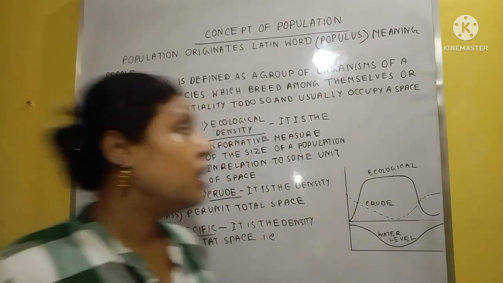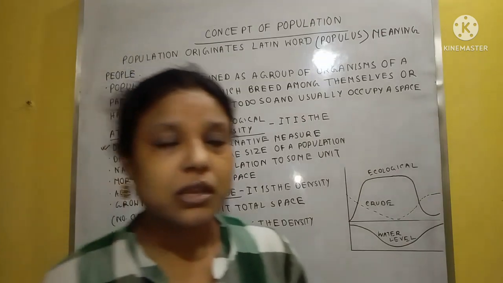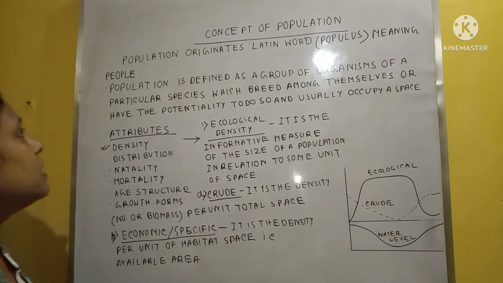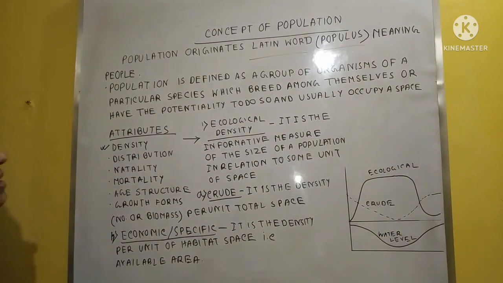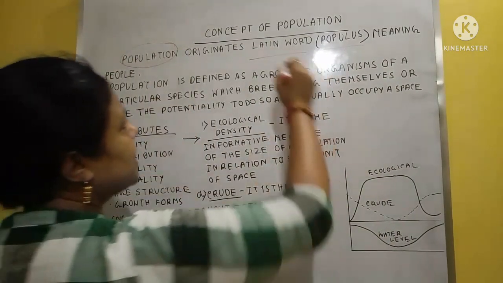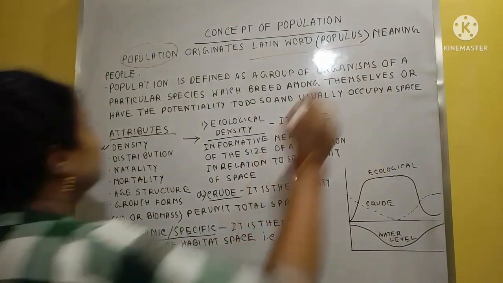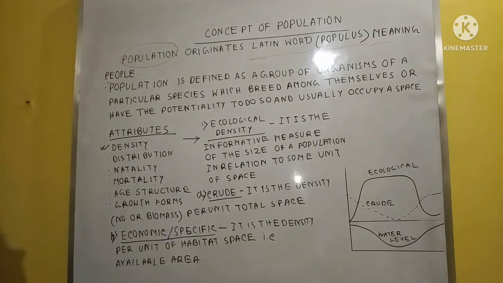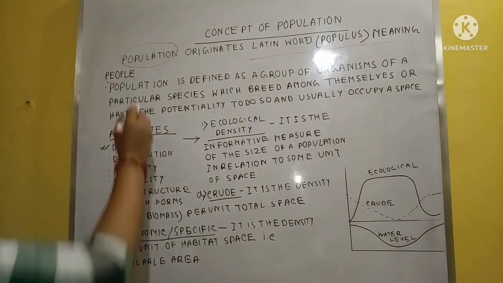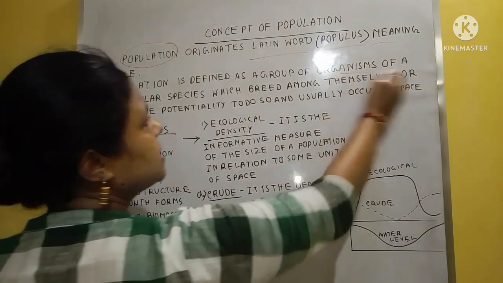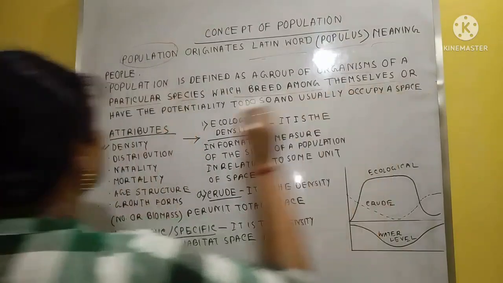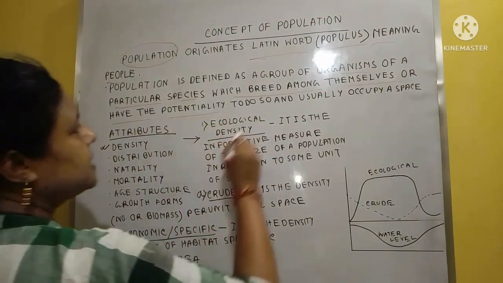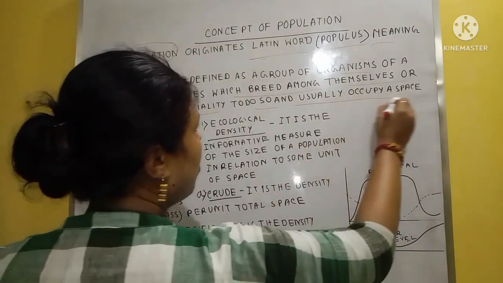Population ecology. What is that? The concept of population. The word population originates from the Latin word populus. Its meaning is the people. Clear? Now, what is the definition of the population? The population is defined as a group of organisms of a particular species which breed among themselves or have the potentiality to do so and usually occupy a space.